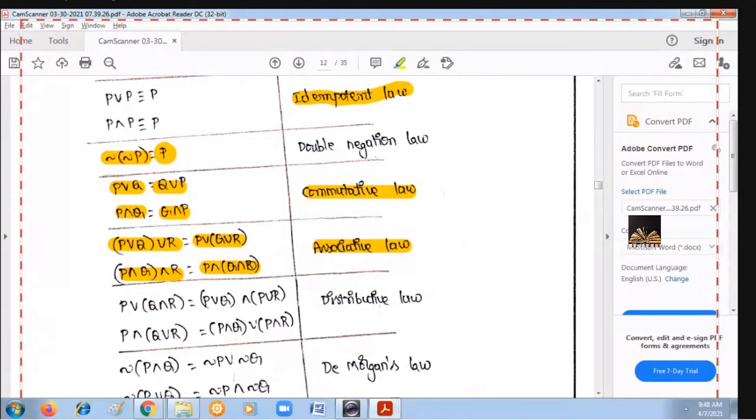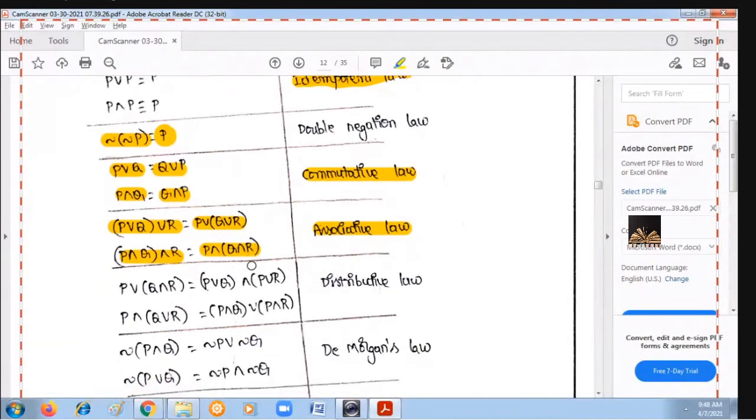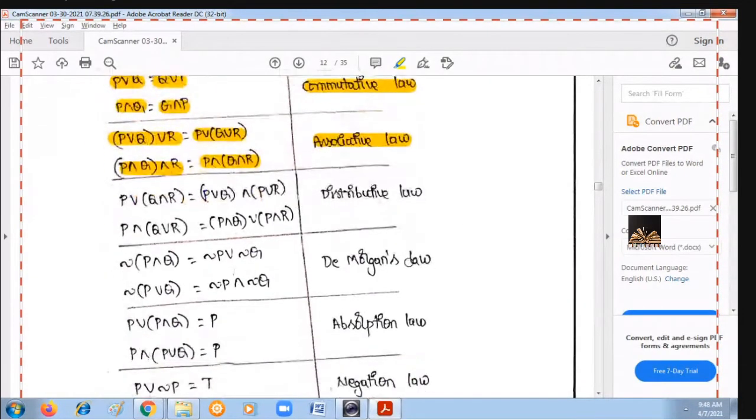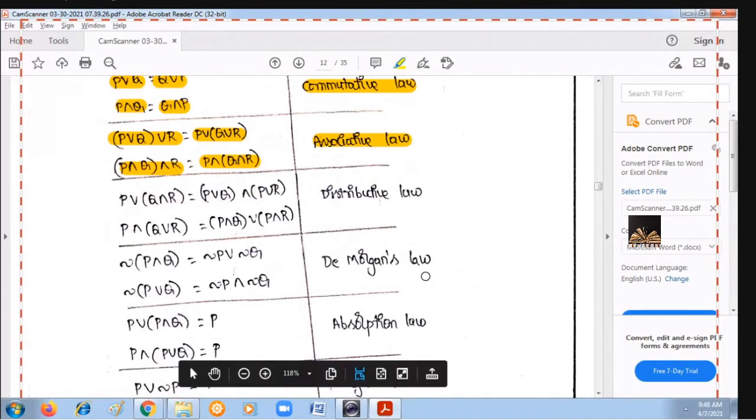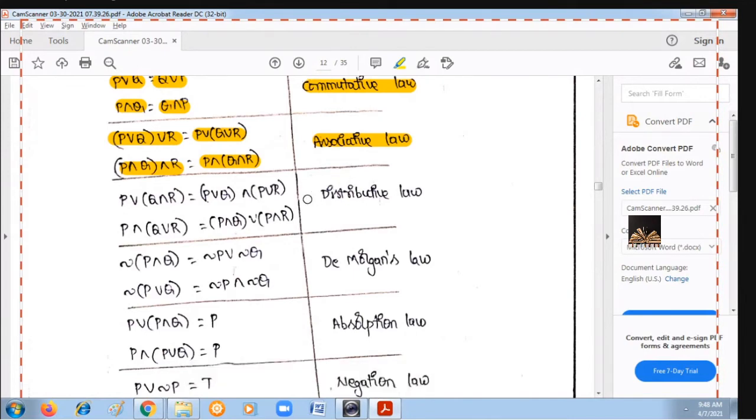And the next most important is distributive law. Most of the times we'll use distributive law, De Morgan's law, and sometimes we'll use this associative law also. Right? So in our replacement process, most of the times we'll use all these three formulas and double negation too. Right? So please do remember all these laws.